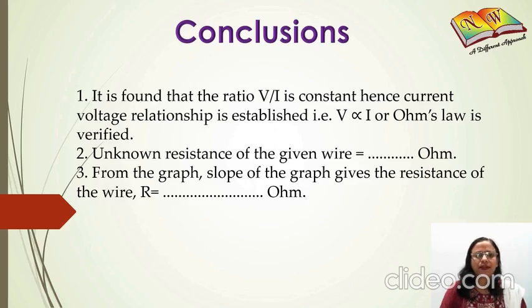The conclusion that we can draw from this experiment is that the ratio of V by I is constant. So the current voltage relationship is established, and that is exactly what Ohm's law states, that at constant temperature the current flowing through a conductor is directly proportional to the potential difference across its ends. So Ohm's law has been verified with the help of this experiment. The unknown resistance of the wire that we used was calculated to be 0.2 ohms, and from the graph we came to know that the slope of the graph represents the resistance of the wire, which is 0.2 ohms.